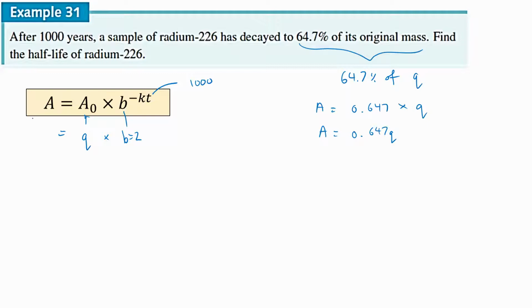Okay, so I'm going to rewrite it. A is now 0.647 Q. Whereas Q is the original amount. I don't know how much that is. Okay? So if we write it all out as an equation, I've got 0.647 Q is equal to Q times 2 to the power of negative K, and I also know it's 1,000. See my equation there? What I want to find out is K. But I also have a problem with the Q. Okay. But it just so happens this problem is nice.